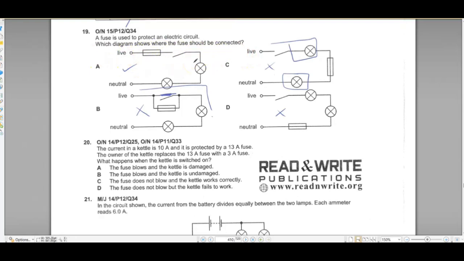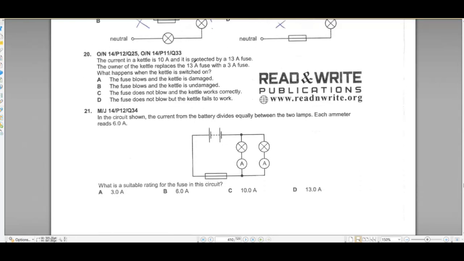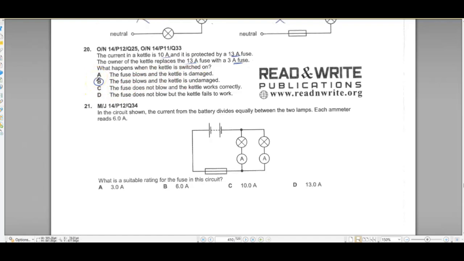Okay. Question number 20. The current in a kettle is 10 amperes and is protected by a 13 ampere fuse. The owner of the kettle replaces the 13 ampere fuse with a 3 ampere fuse. What happens when the kettle is switched on? We just did this question before as well. Nothing is going to happen. The fuse is going to blow and the kettle is going to be undamaged. See, I explained it before as well.